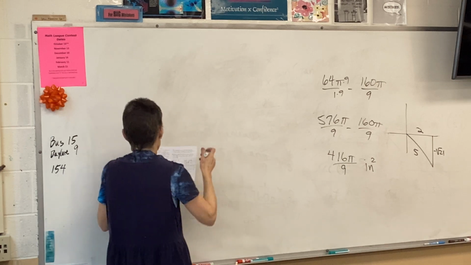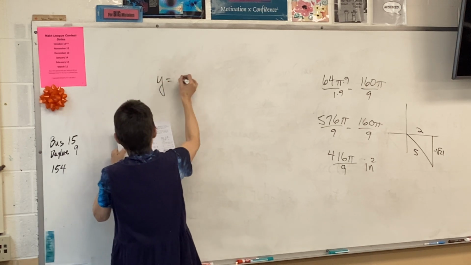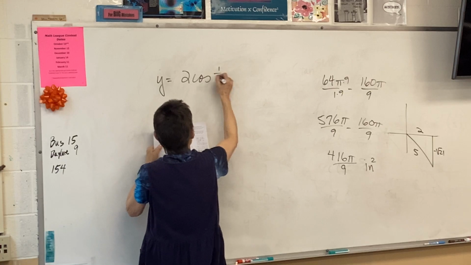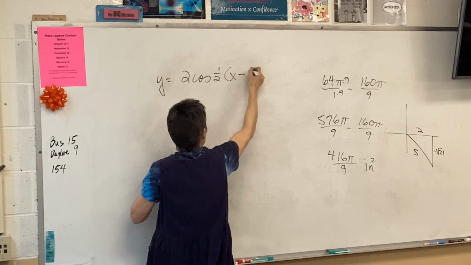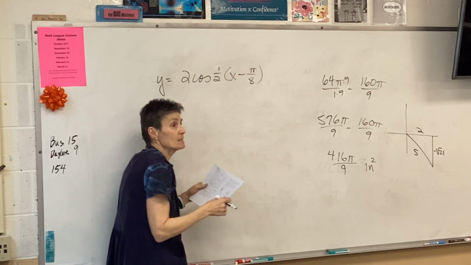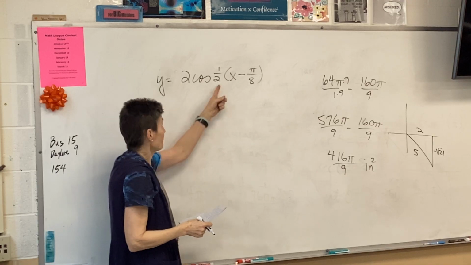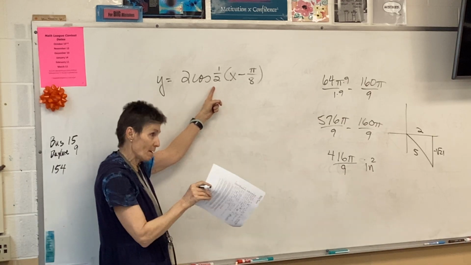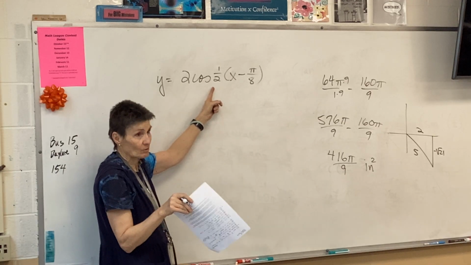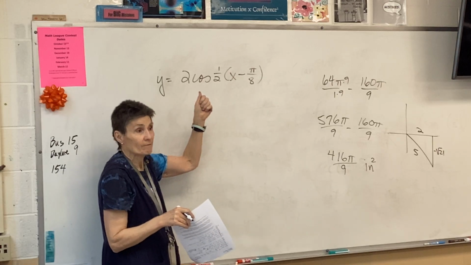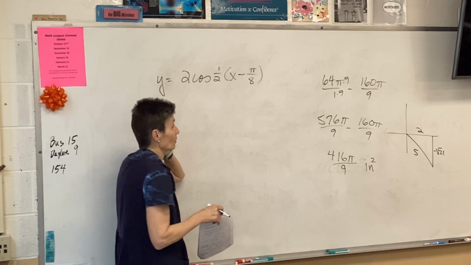All right, here we go. Y equals 2 cosine 1/2 x minus pi over 8. Now, I was nice on this one. I factored that number out for you, but you remember, if it's not factored out, x needs to be alone, so you need to factor it out. But this one's already done.